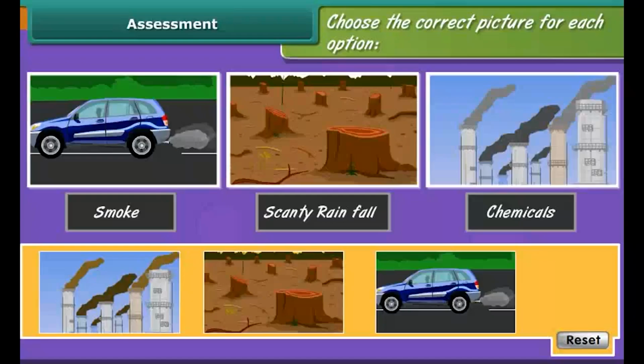Let's check what you've learned. Choose the correct picture for each option.